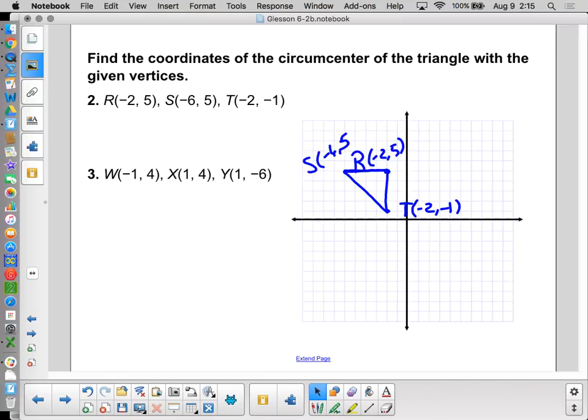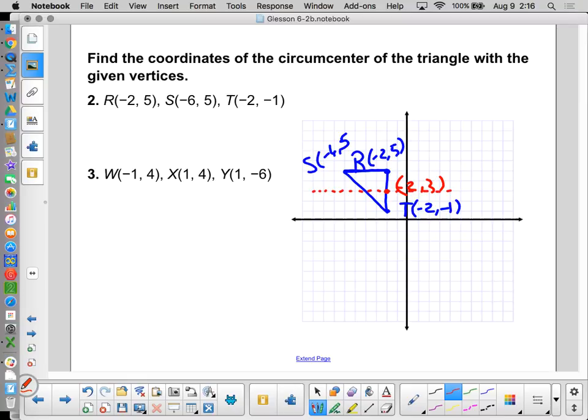I've got to find the midpoint of each side. Well, honestly, finding the midpoints here is not terribly difficult. This side is clearly 4 units long. 1, 2, 3, 4. The midpoint is right there at (-2, 3). And there is my perpendicular bisector. Here, from -2 to -6, my midpoint is halfway in between. That's at (-4, 5). And there is my perpendicular bisector. And it becomes very quickly evident that my circumcenter is right there at (-4, 3), where they intersect.